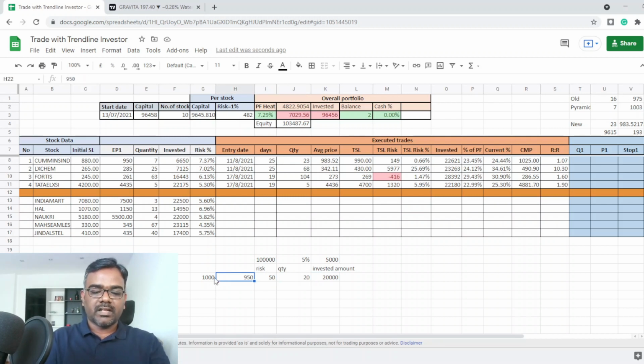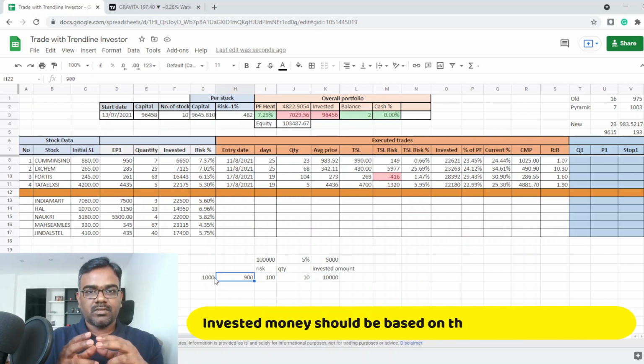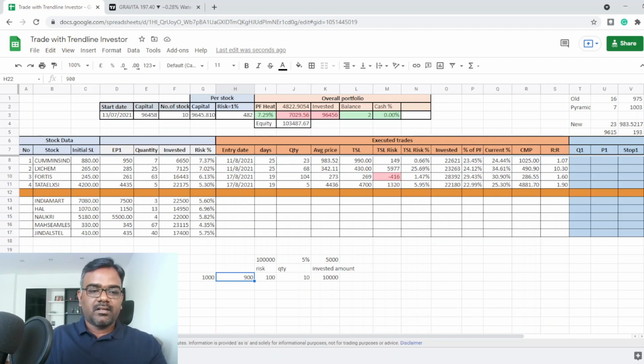Now let's say your stop loss is 900. Then this becomes 100. Then you'll be able to invest only half that amount. So the point here is, the lower the stop loss, or the lesser the amount of stop loss, the more money you can invest in the markets. Now that's how we define our quantity.